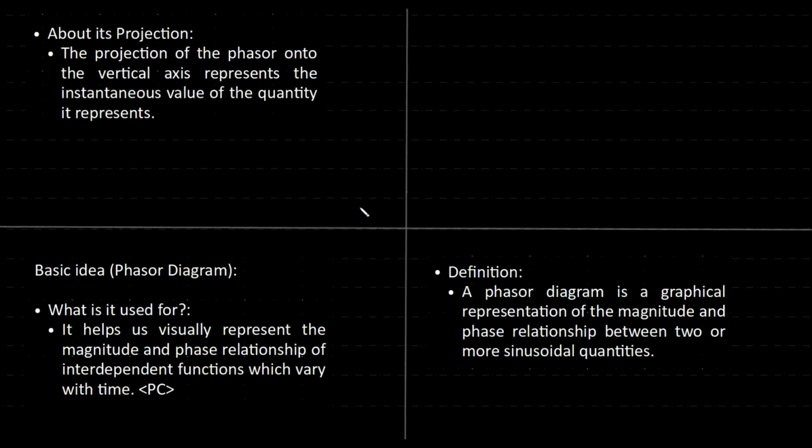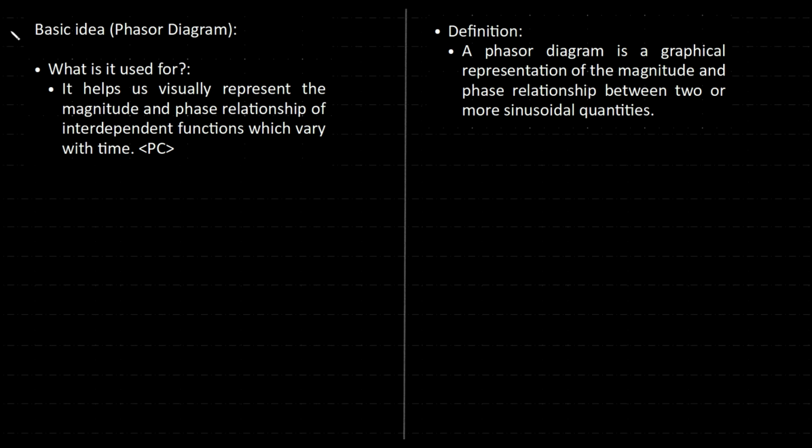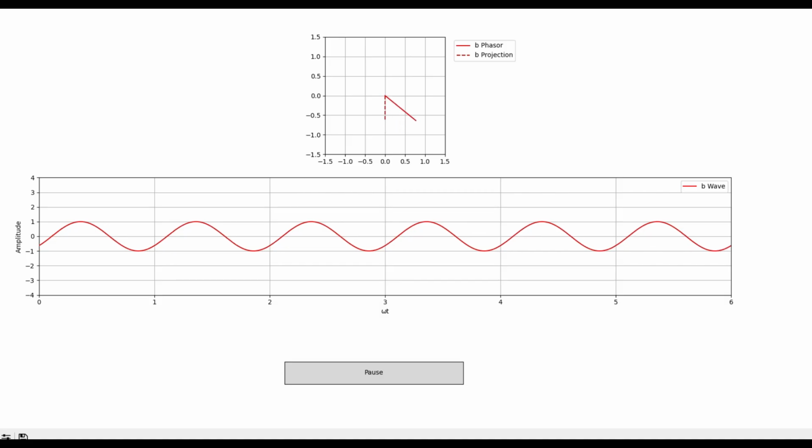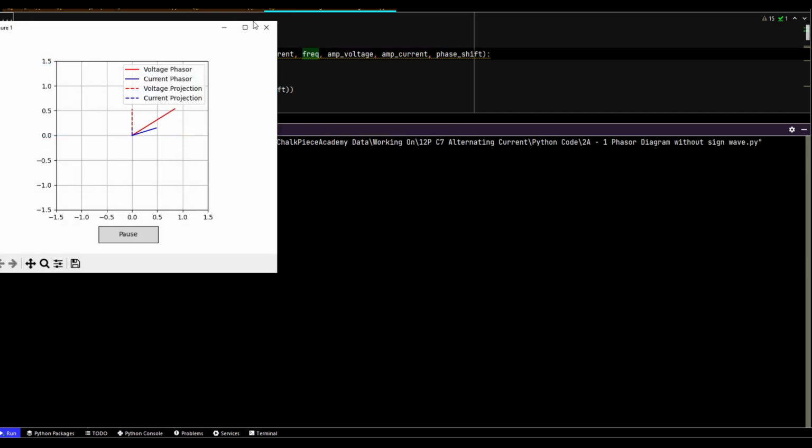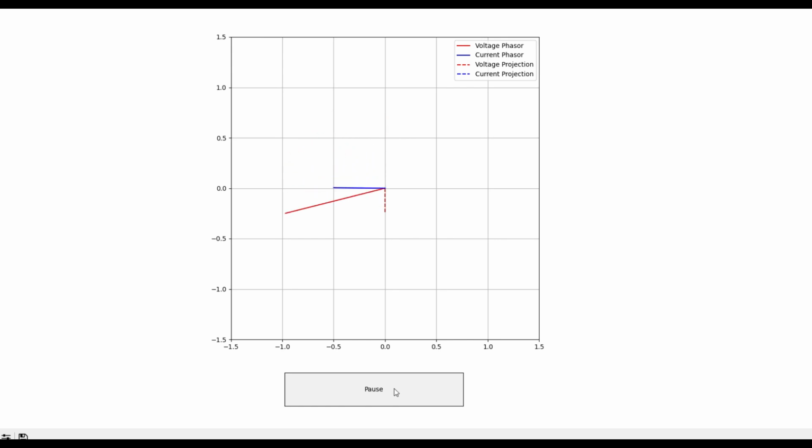Now, this idea we are continuing, and we are calling this a Phasor diagram. It helps us visually represent the magnitude and phase relationship of interdependent functions which vary with time. Let me show that. What does that mean? Here we have two phasors and they have the same omega t. They're rotating at the same pace. One of the vectors has a lot more length, amplitude, than the other.